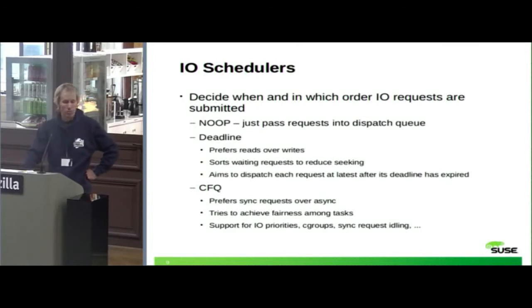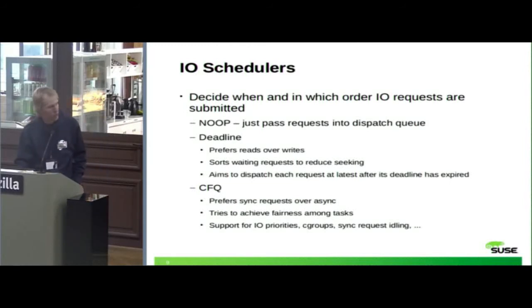Now, the most complex I/O scheduler is CFQ. It supports a lot of features like I/O priorities. So basically, you can assign priority to each process, and then the scheduler tries to schedule requests to achieve some kind of fairness among tasks. Each task is supposed to be given the same amount of time on the disk. And I/O priorities modify weights, so a process with higher priority is given more time.